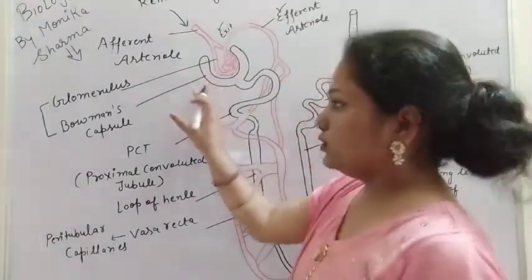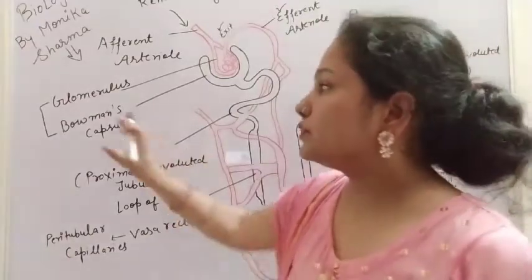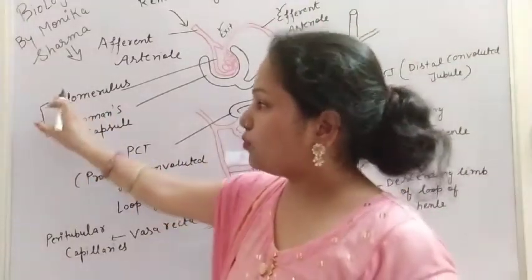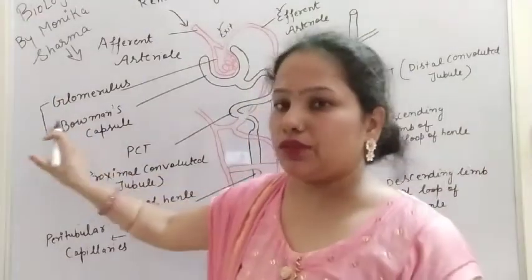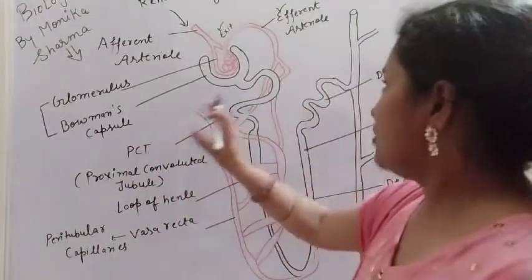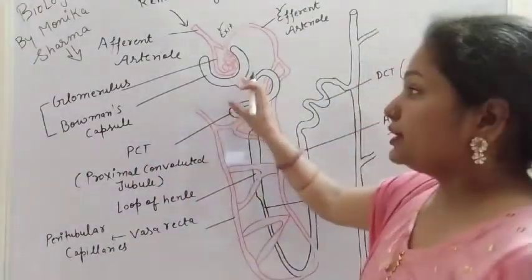So I think you understood the two parts of the renal corpuscles. First the glomerulus and second the Bowman capsule. And both are also known as the Malpighian body or the renal corpuscles. After that, the tubular part or the renal tubule.